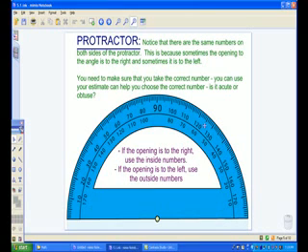One way you can do this is to figure out, before you measure the angle, whether it's an acute angle or an obtuse angle, and that could help you pick the right number. Also, if you look at the inside of the protractor, it says if the opening to the angle is to the right, then you use the inside numbers as your measurement. If the opening to the angle is to the left, you use the outside numbers.